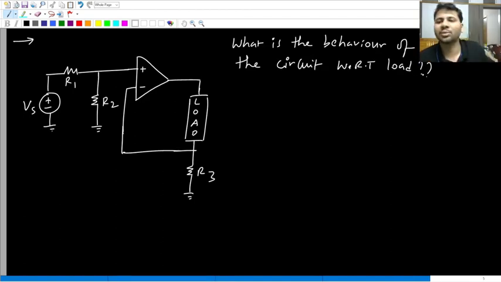That means, from the load point of view, how does the rest of the circuit behave? Does it behave like an ideal current source or an ideal voltage source or some type of controlled source? That is what you should decide. Okay, let's do the analysis and decide what the behavior of the circuit would be with respect to the load.